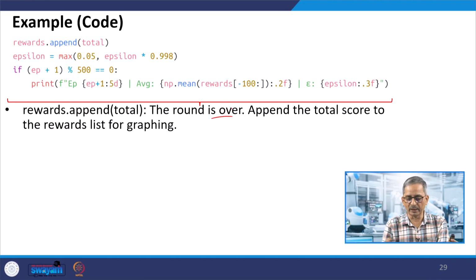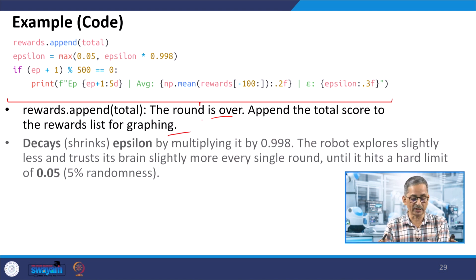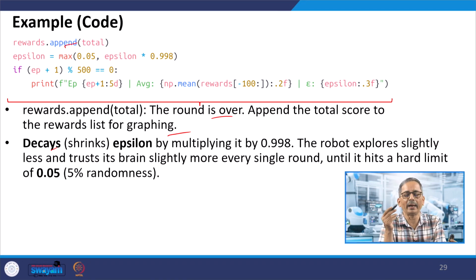So the round is over. Append the total score to the rewards list for the grasping. Then we decay the epsilon by multiplying it by 0.998. The robot explores slightly less and trusts its brain slightly more every single round. That is the meaning of it, until it hits a hard limit of 0.05.